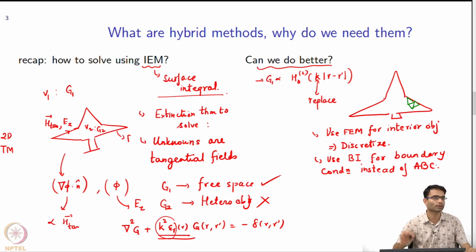Okay, so now we will go a little bit more into how we can actually accomplish this. But the motivation is clear. If we are somehow able to do this, then we would not have discretized air and we would be taking advantage of the exactness of the boundary condition. Okay.